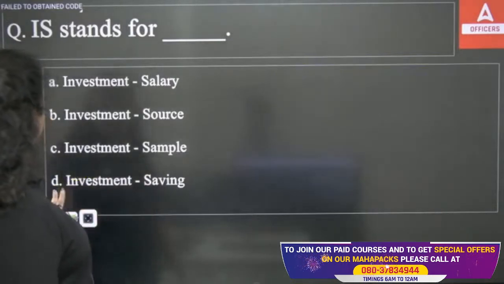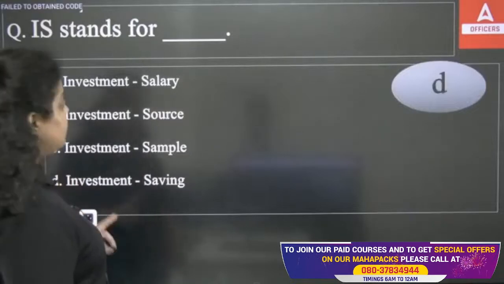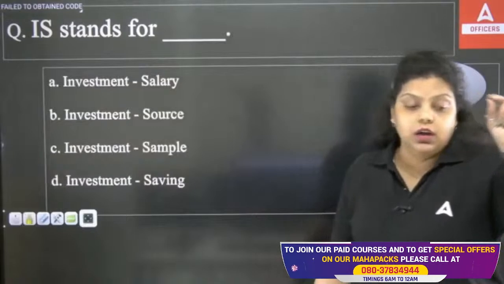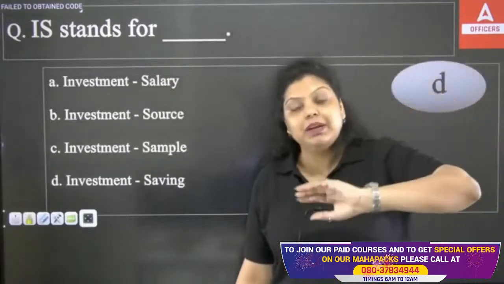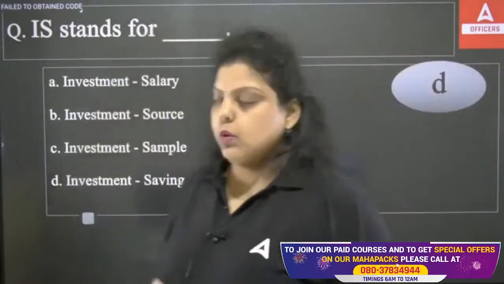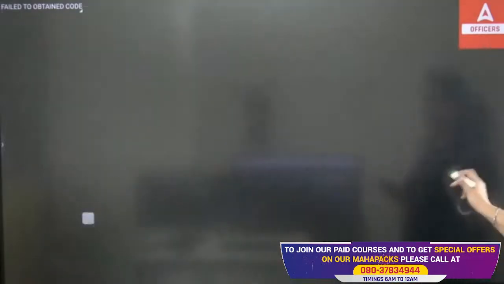So the ISLM curve is what? Investment, savings, liquidity preference and money supply model. Okay, this is the full curve we are talking about: investment, savings, liquidity preference and money supply model. This is the ISLM. So the right answer is D.